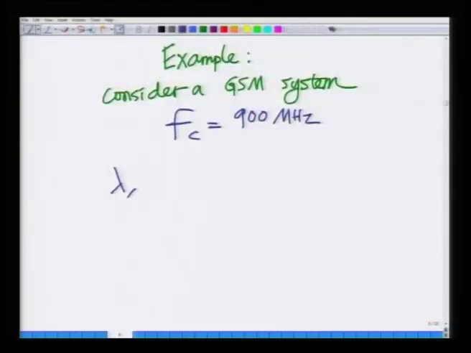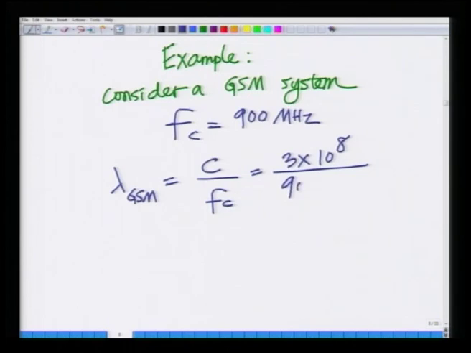Now, the lambda GSM, or the wavelength corresponding to GSM, is c over fc, which is 3 into 10 power 8 divided by 900 into 10 power 6. So, the lambda of this GSM radio waveform is nothing but c, which is 3 into 10 power 8 meters per second, divided by fc, which is 900 into 10 power 6 hertz, which is essentially 33.33 centimeters. So, the lambda is 33.33 centimeters.